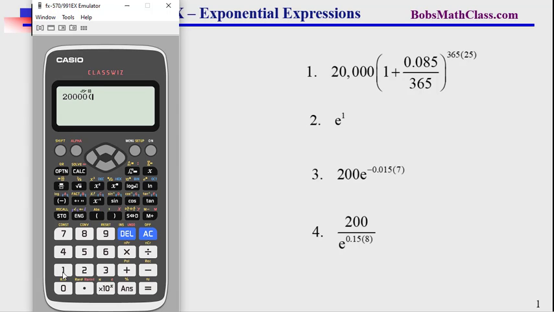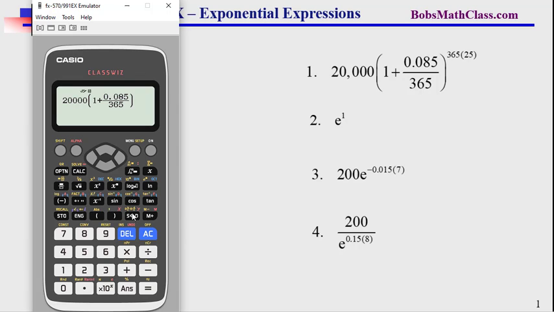Okay, so the next is the 1 plus, and then we want this fraction, so hit your fraction button. And then 0.085, that's in the numerator. Hit the down arrow to go to the bottom, the denominator, and type in 365. Now we want to close the parentheses, but right now the cursor is after the 365. We need to move the cursor out of the denominator, so hit your right arrow. Now the cursor is after the whole fraction, so now you can close the parentheses.